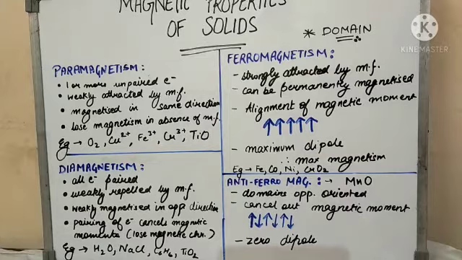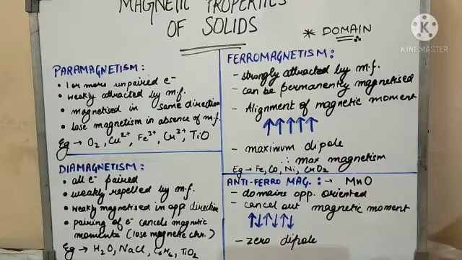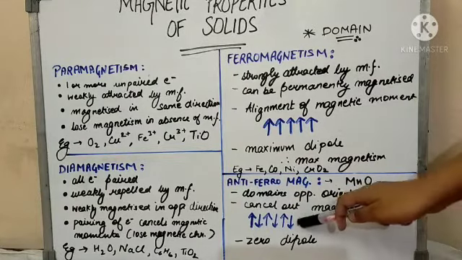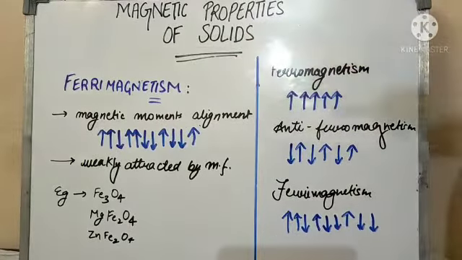Next we have antiferromagnetism. An example can be MnO, and this happens when the domains are oppositely oriented. Like you can see, one is parallel, then anti-parallel, parallel, anti-parallel, which cancels out the magnetic moment and causes zero dipole. So next we have ferrimagnetism.